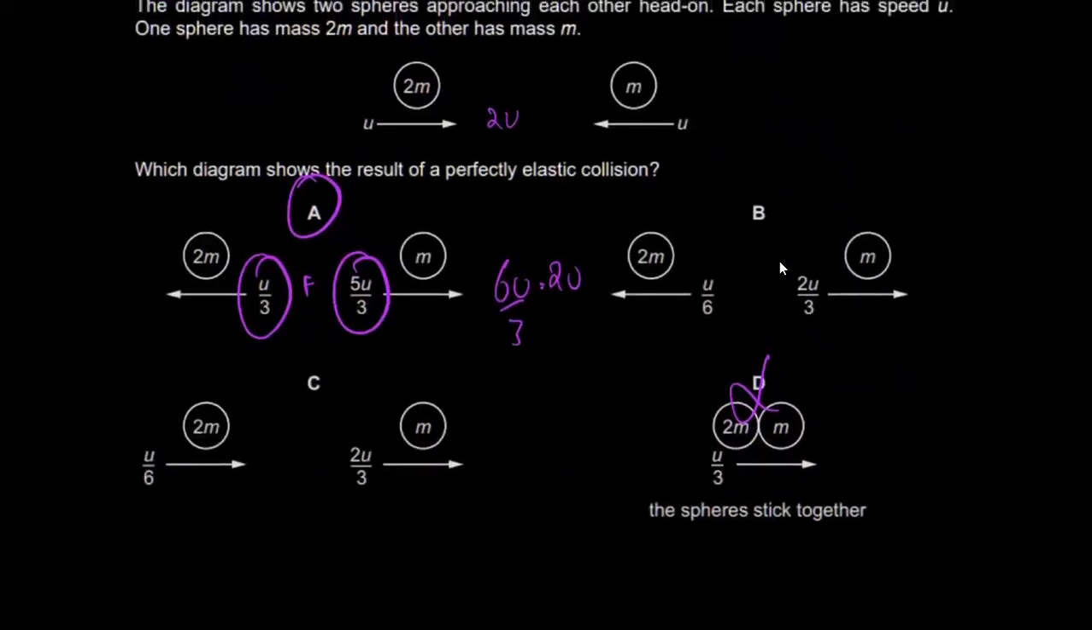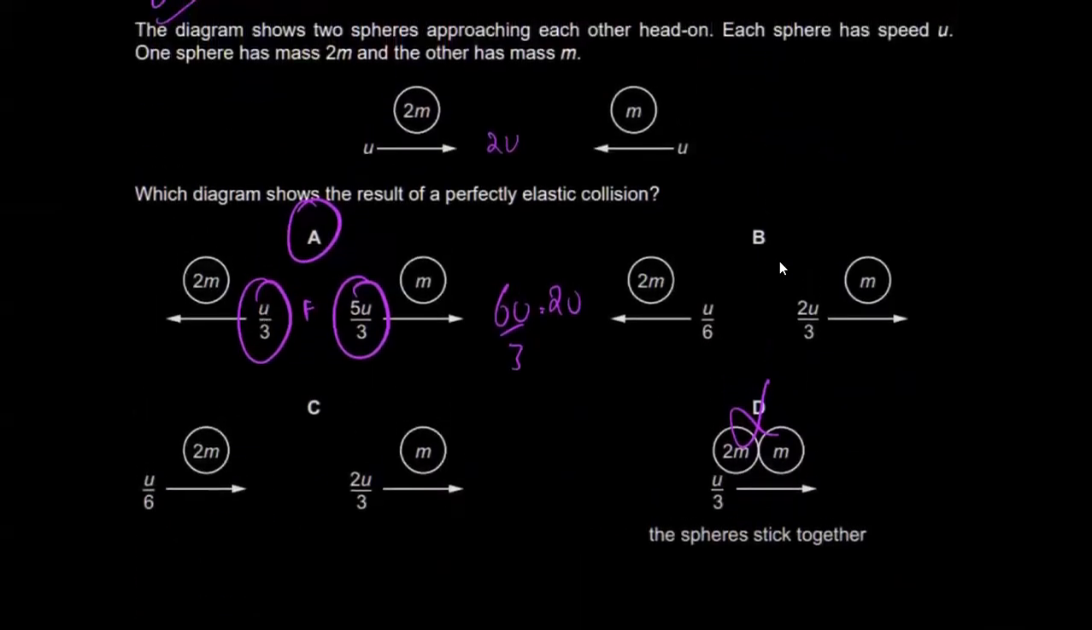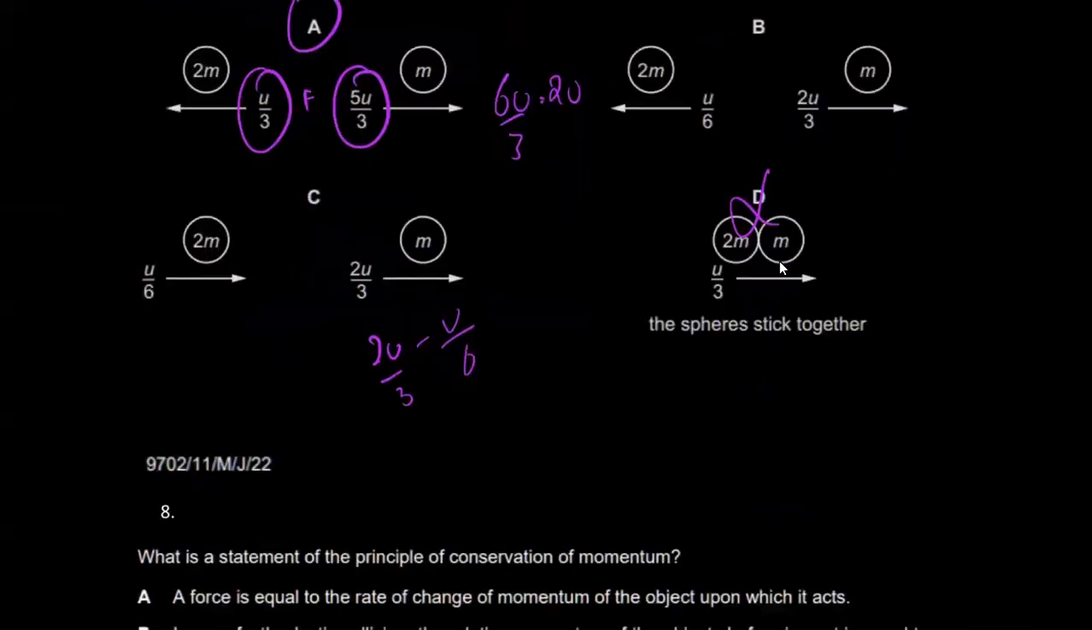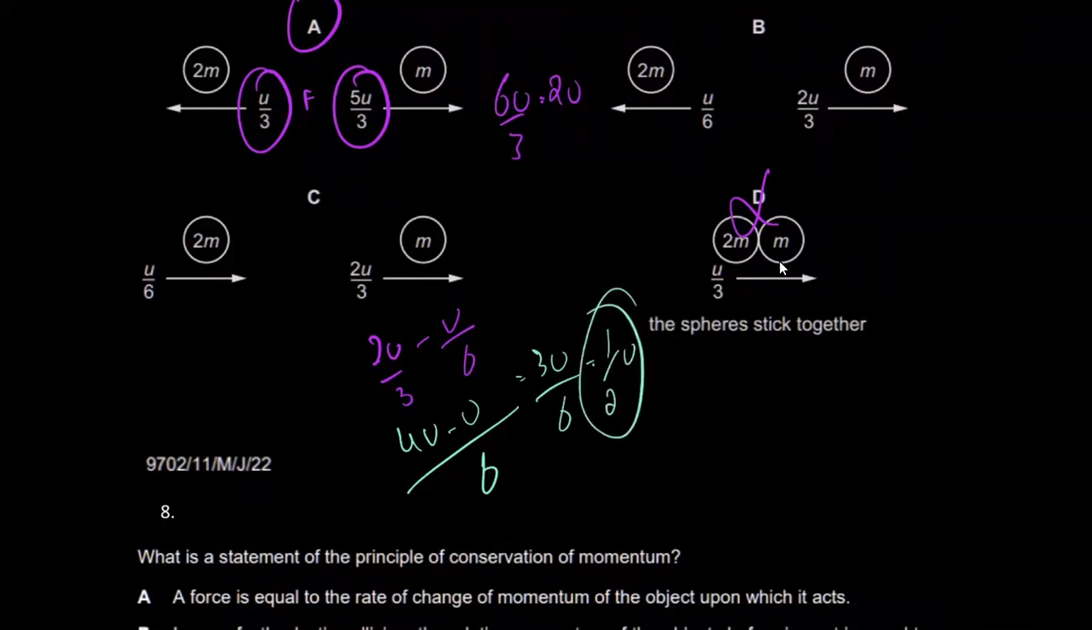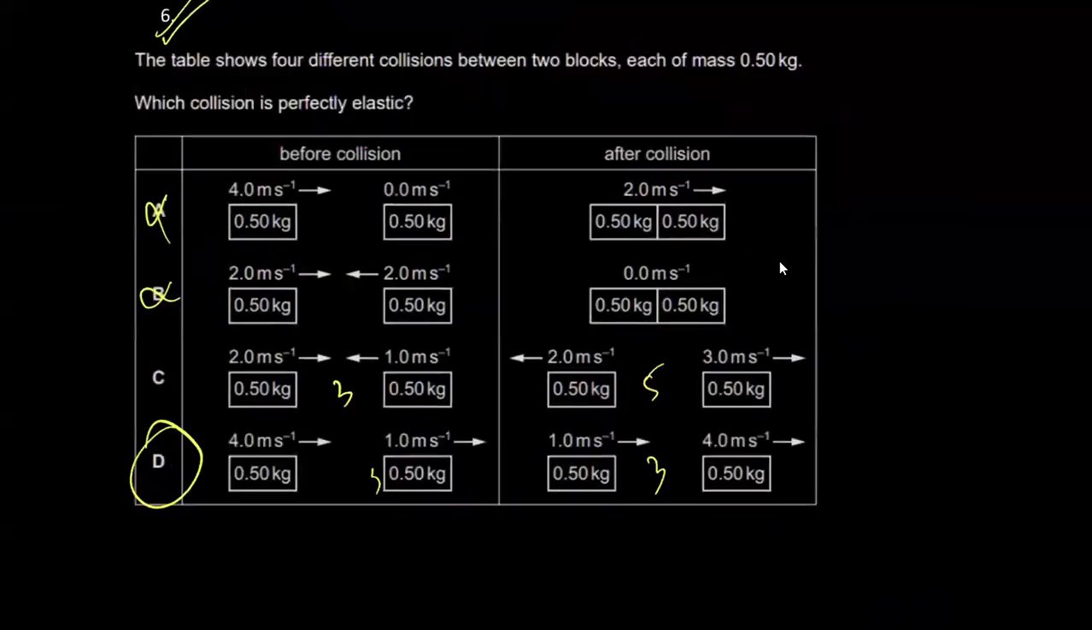Wait, sir, why can't it be 2u over 3 plus minus u over 6? Minus over there because they're approaching each other. So it's going to be 4u minus u. That's 3u over 6. That's 1 over 2u, kiddo. The speed of separation is 1 over. अच्छा, 6 की बात कर रहा हूँ.